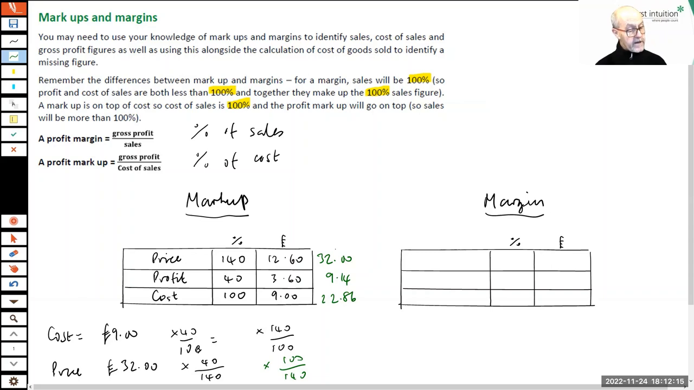Let's check it the other way. 22.86 times 40%, 9.14. You can check it every which way. So what we're doing all the time is using the pairs of ratios. Given any two of those, if we know the price is 140, the cost is 100, we know the profit is 40. If we're given just that the price is 140%, we know the others are 40 and 100. We can have any one figure of price, profit or cost given, and we can use that to get all of the rest.